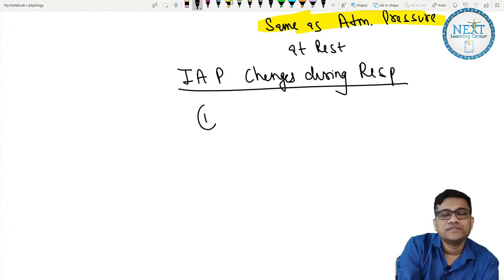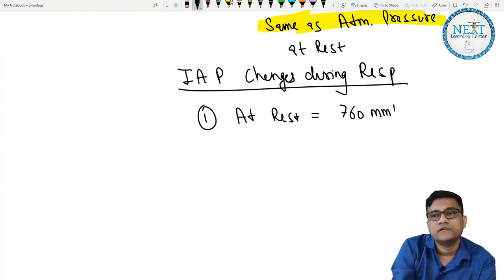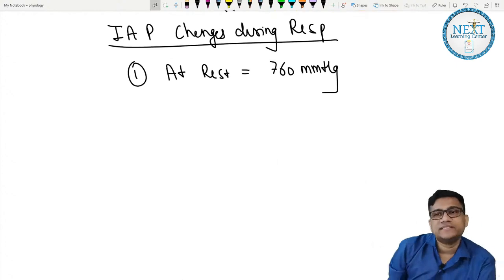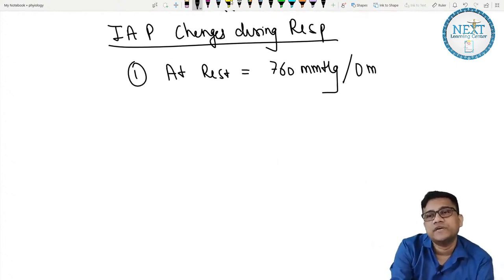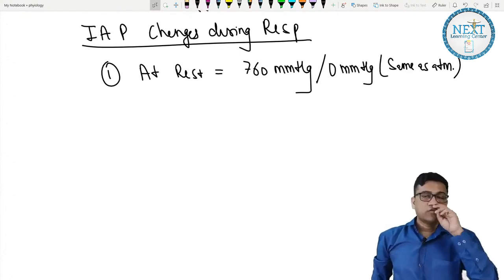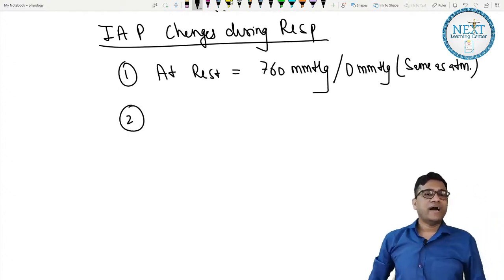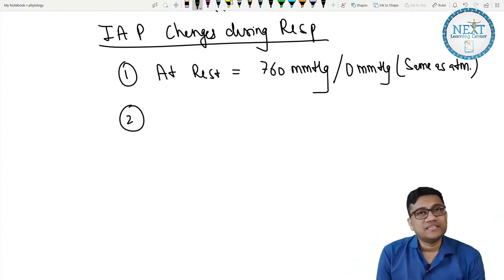So let's start. First is at rest. I told you, the same as atmosphere, 760 mmHg. Since it is the same, we can also write it as 0 mmHg. Why 0? Same as atmosphere, no difference. So what does 0 mean? 0 means same as atmosphere. So what is the IAP at rest? The answer is 0.